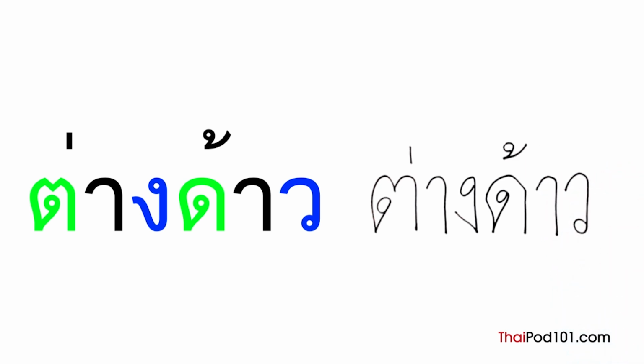ต่างด้าว. Now it's time for Pratana's points. When writing words that have tone marks, always write the vowel symbols that go below or above the letter before writing the tone mark. The same is true when you're typing on a computer. If you type the vowel and tone symbol in the wrong order, you won't be able to find the word that you're looking for in a search or dictionary app.